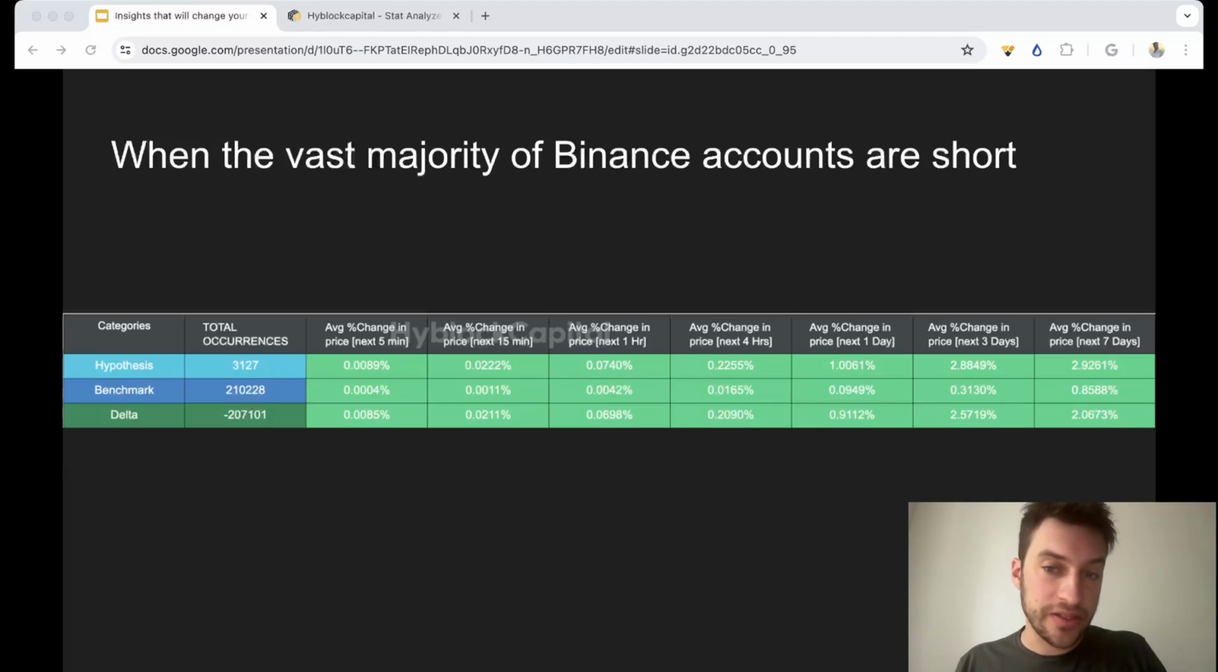Okay, now let's get to a higher tier, a higher level. Now we're going to start to get into things that actually do really affect the market. Okay, let's dive in.